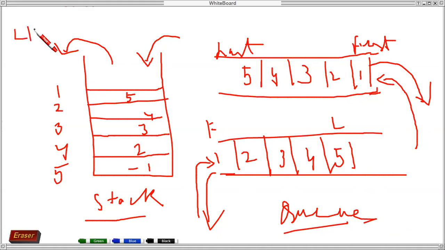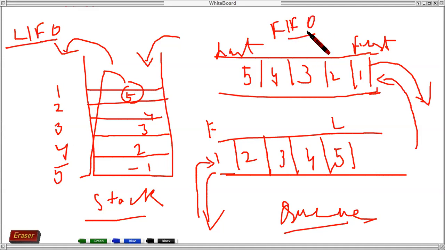So the way of working is that in stack you have the LIFO technique, that is last in first out. The one entered at the last will come out at the first. But in the queue you have FIFO. What is FIFO? First in first out. No matter whichever end you enter the data, whichever entered first is the first one to come out from the queue list.